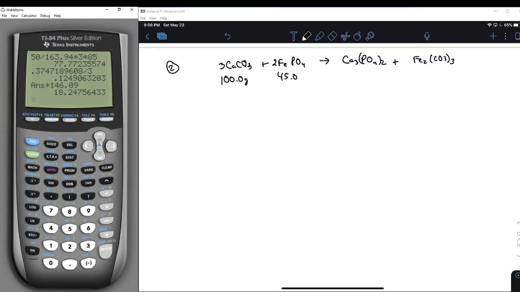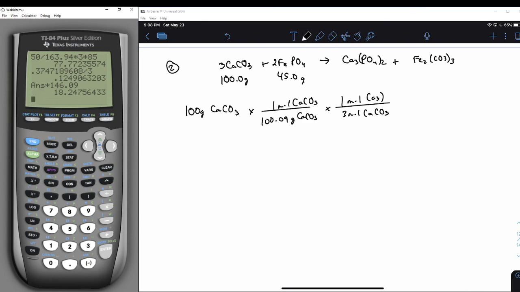Okay, so we will do our calculations again. So 100 grams of CaCO3, we'll do this one as factor label. So the molar mass is 100.09 grams of CaCO3. So that's 1 mole of CaCO3. 3 moles of CaCO3 is 1 mole. I believe we just chose Ca3PO42 as the product in question for this, because we had to solve for both of them anyways.